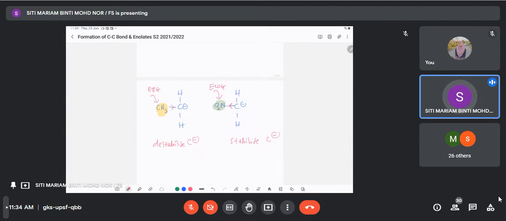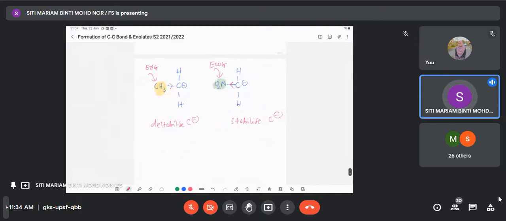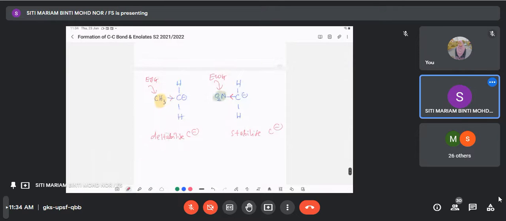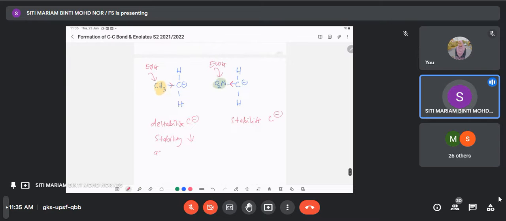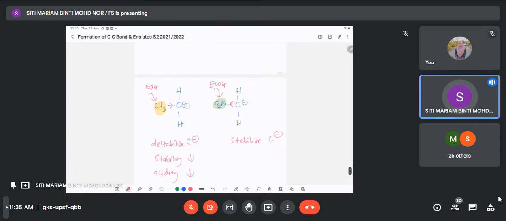Okay, it will stabilize your carbanion. From there, when it is a destabilized carbanion, it's related to the stability. So stability will decrease. In other words, the acidity of the proton also decreases. Acidity here, I'm referring to the acidity of the proton. Which proton? The proton that was already abstracted from this carbanion.